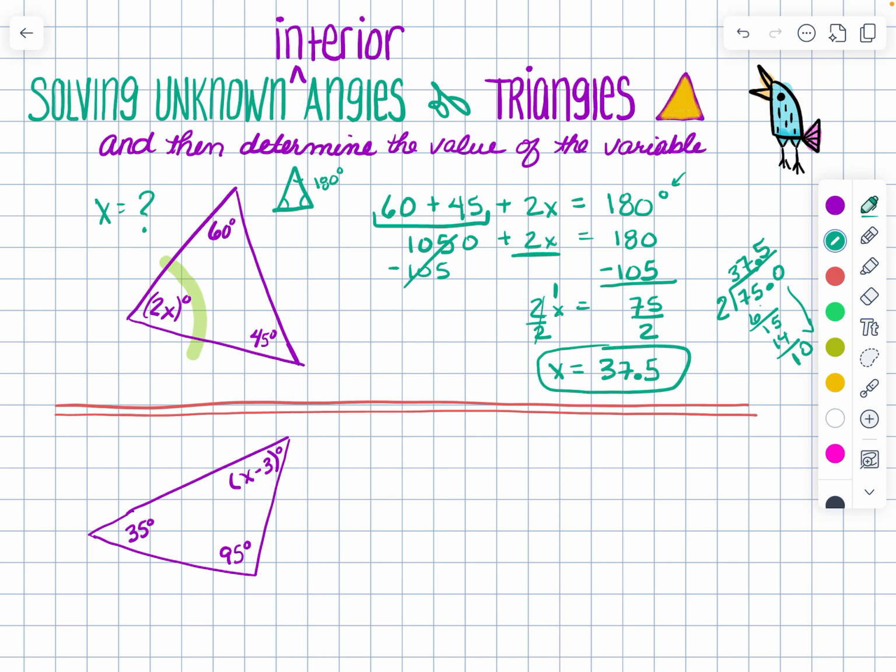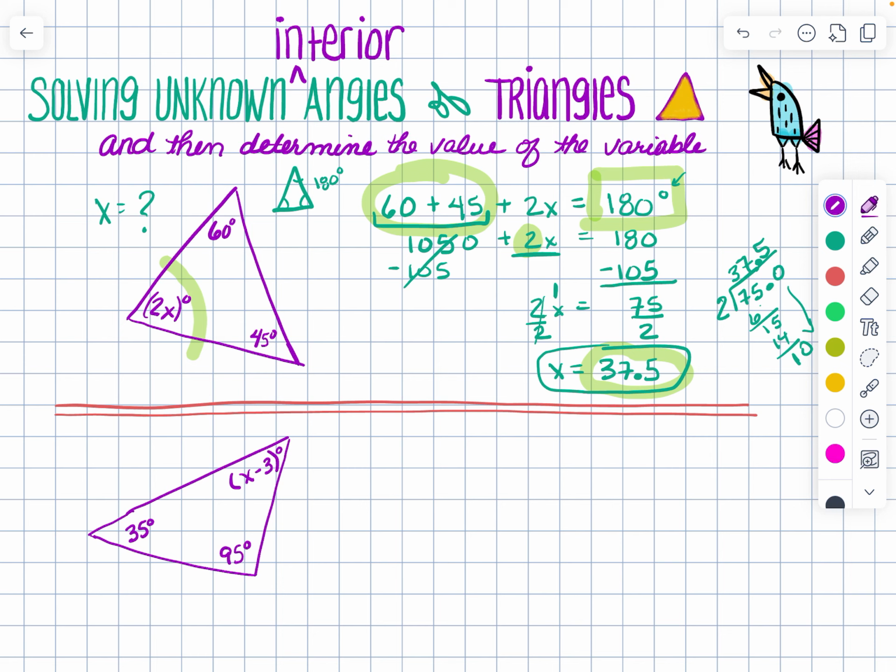If you want to verify that you're correct, you can add 37.5 times 2, we can't forget this 2 here, and then we'll add that to this right here, 60 plus 45, and we should come up with 180 degrees. Let's do that real quick. Let me use a different color.